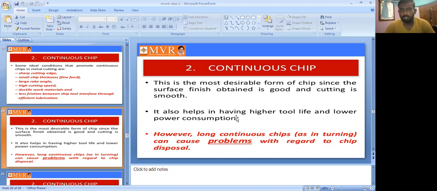It also helps in higher tool life and lower power consumption. The tool life will be increased, and lower power consumption will be needed.